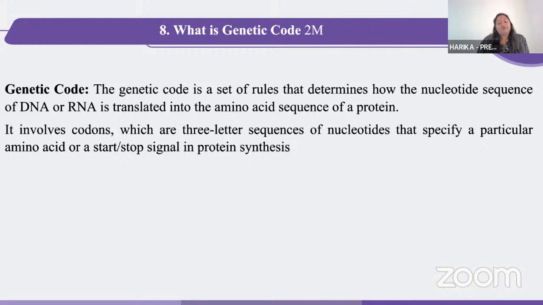So this gives a set of rules to be followed for the replication or translation of DNA and RNA, which are converted into amino acid proteins. Okay, it involves codons, which are 3-letter sequences of nucleotides that specify a particular amino acid, or to stop or start protein synthesis. See, this code is a rule type. So it says when you have to start your genetic protein synthesis or when you have to stop it.